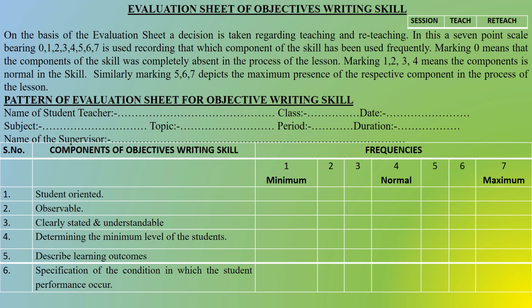In the table below, on one side you are supposed to write the components of the objective writing skill, and on the other side frequencies are to be written, that is how many times the skill was used, like student oriented skill, observable skill, clearly stated and understandable skill, determining the minimum levels of student skill, describing learning outcome skill, and specification of the condition in which the student's performance occurs.